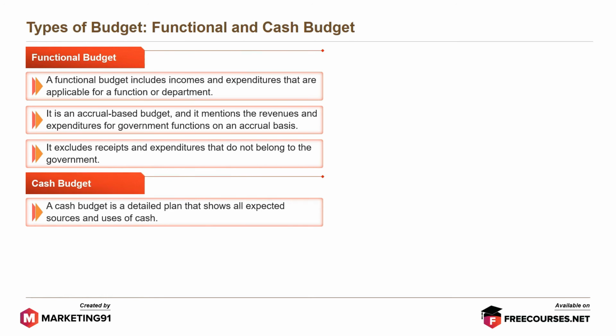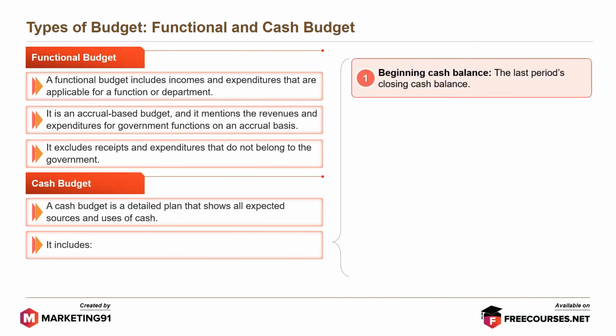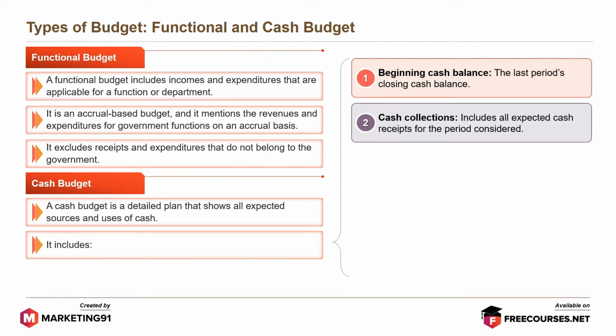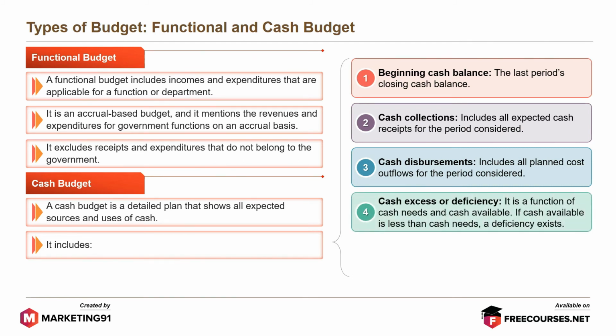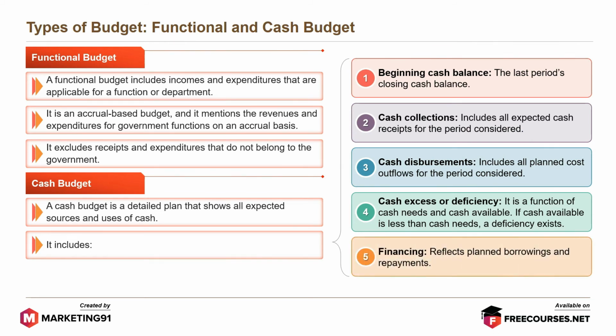A cash budget is a detailed plan that shows all expected sources and uses of cash. It includes the following: beginning cash balance. It is the last period's closing cash balance. Cash collections. It includes all accepted cash receipts for the period considered. Cash disbursements. It includes all planned cost outflows for the period considered. Cash excess or deficiency. It is a function of cash needs and cash available. If cash available is less than cash needs, a deficiency exists. Financing. Reflects planned borrowings and repayments.